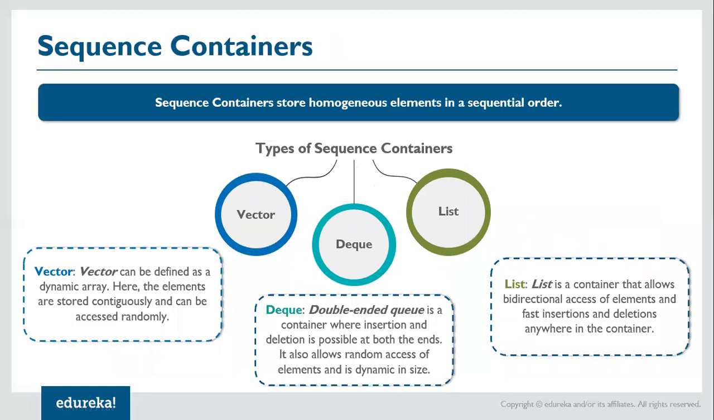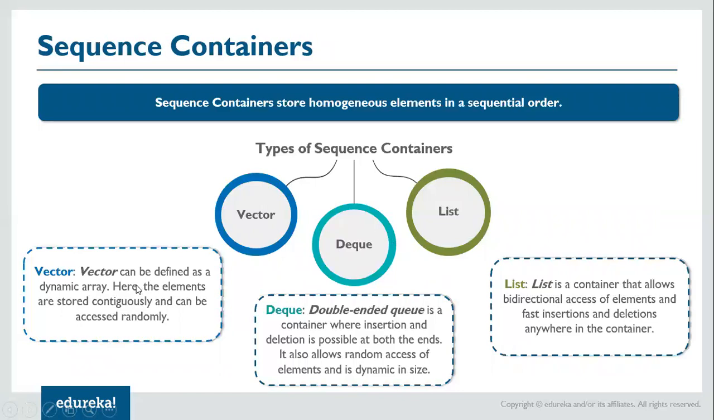So what is a sequence container? Sequence containers hold homogeneous elements in sequential order. When you say homogeneous, it means a similar kind of data, and sequential order means it follows a specific order or a specific sequence. Under this category, we have vector, DQ, and list. So let us discuss each one of them one by one.